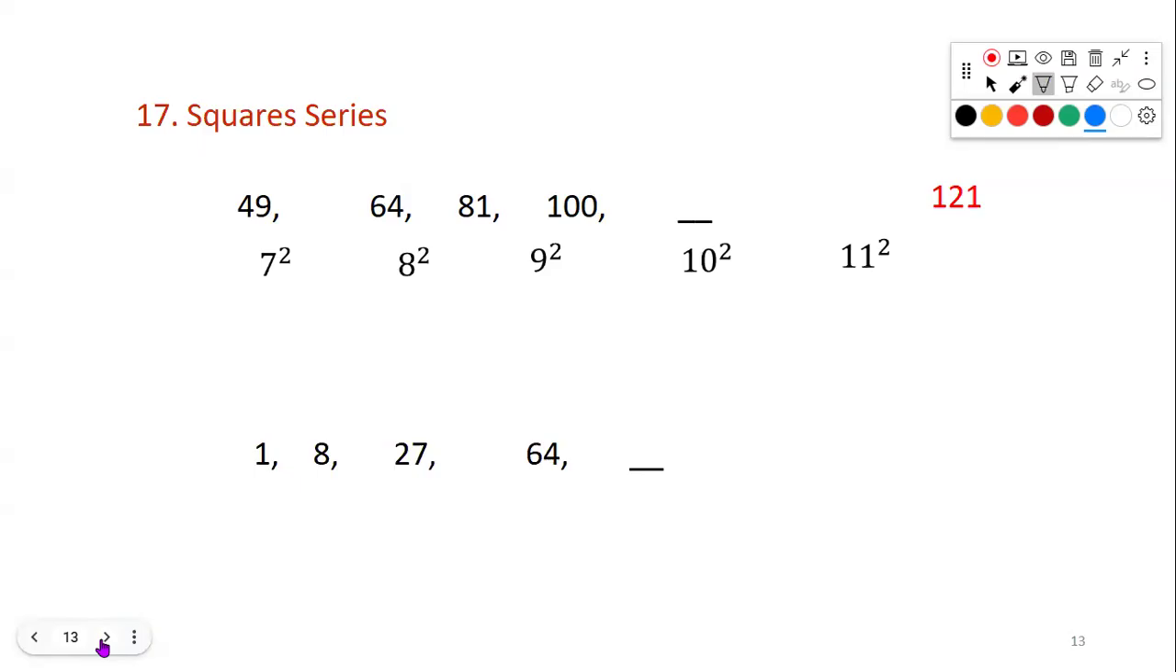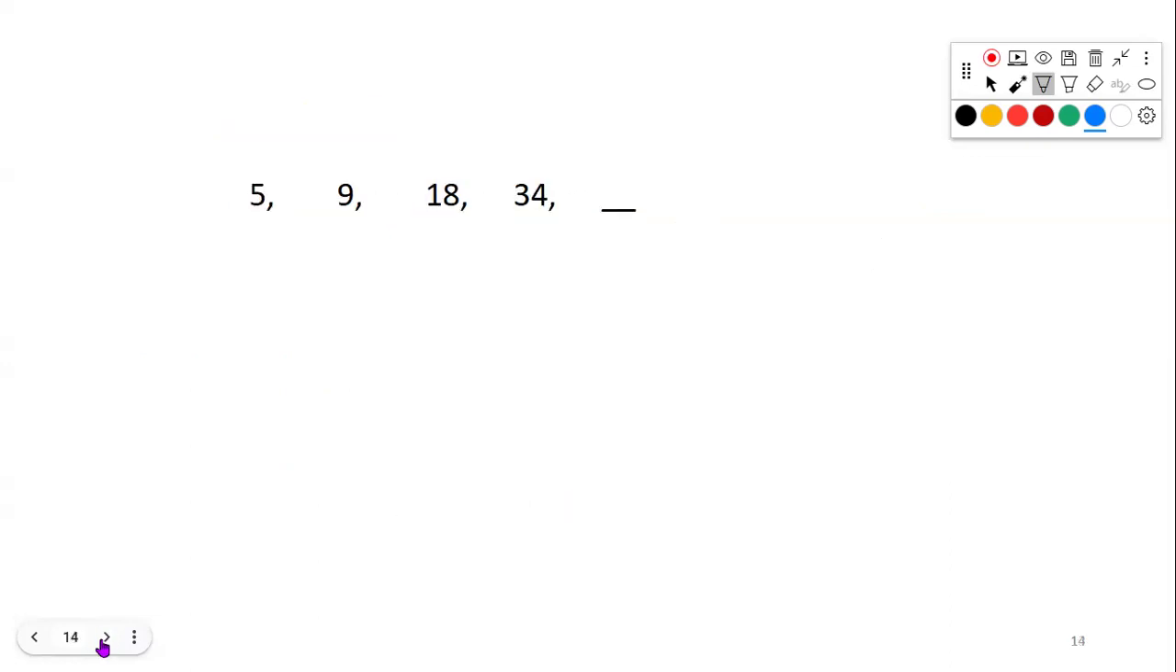Manideep says 125, perfect. Ritika Reddy, Aisha, Varshini, Polishetty, perfect. So basically this is a cube series. Again, combinations can come: squares plus some addition, or squares minus some subtraction, cubes and additions, cubes and subtractions. Those combinations also you should be familiar with. Try this one.